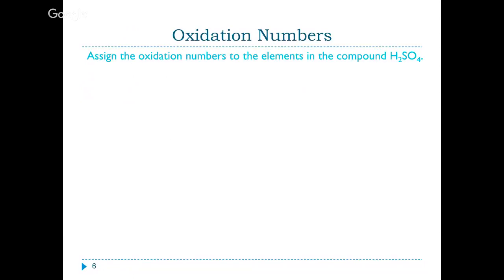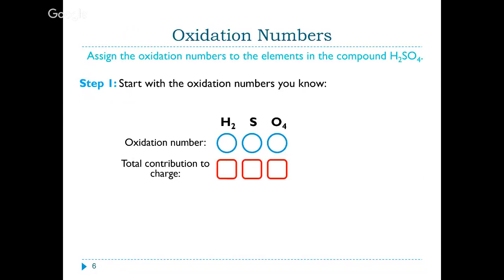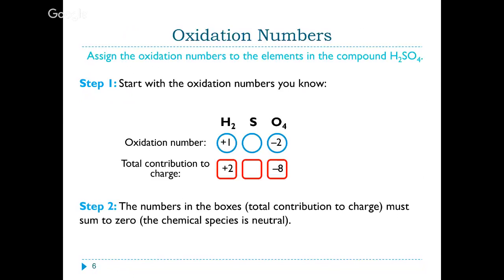So in order to figure out oxidation numbers, we're just taking the process which I just described. We always start with the oxidation numbers you know. So in sulfuric acid, we know that oxygen is a -2, hydrogen is a +1. There are 2 hydrogens, so overall it's contributing a +2. There are 4 oxygens, so overall it's contributing a -8. Sulfuric acid is overall neutral, so sulfur has to be a +6 in order to balance out all of our charges.